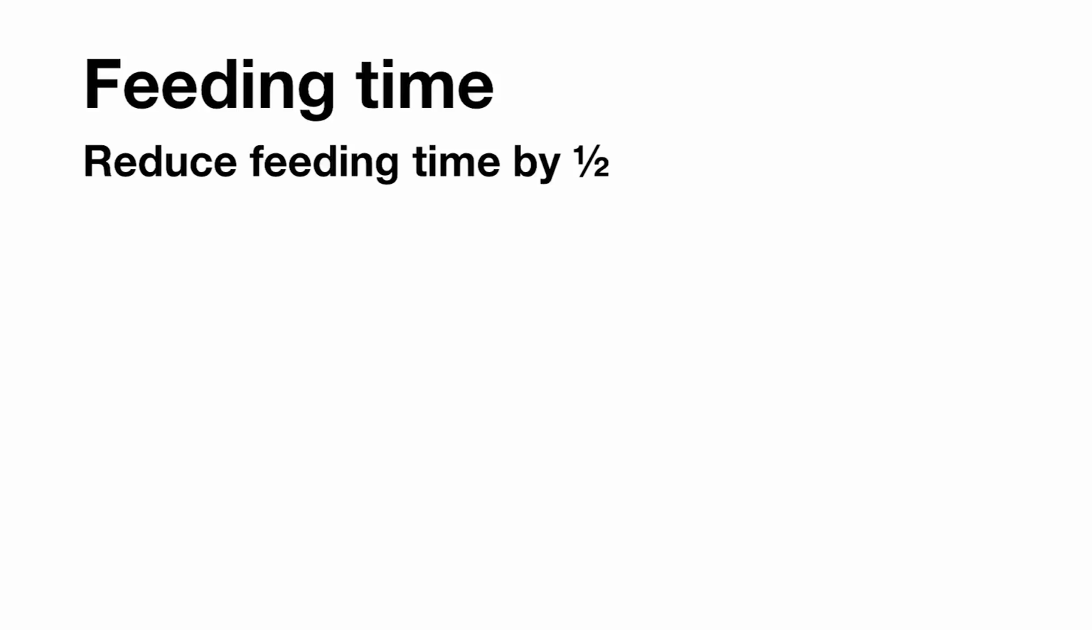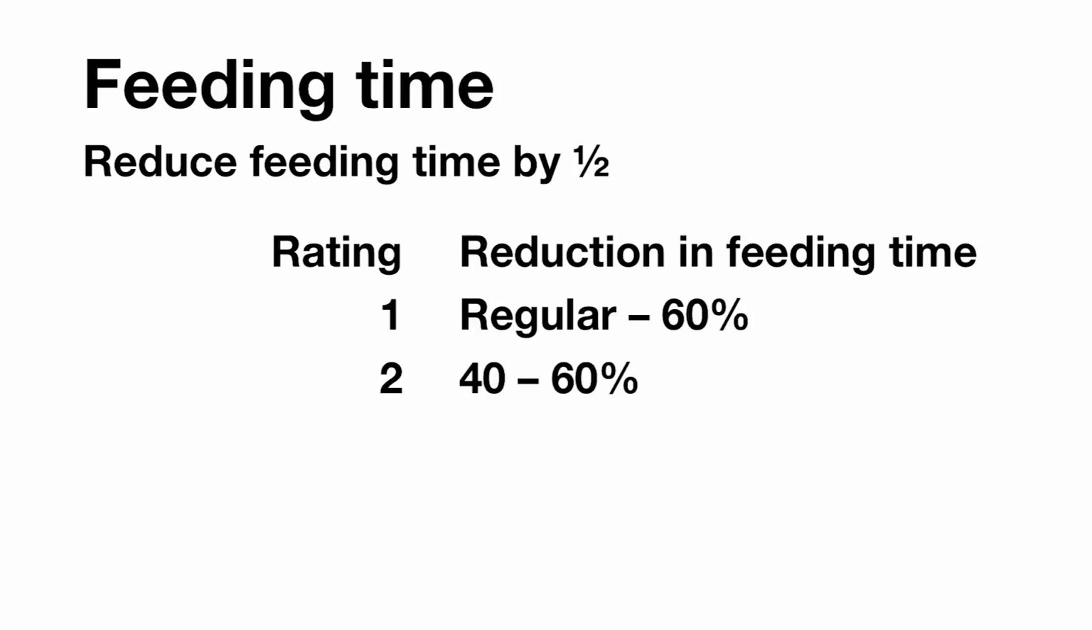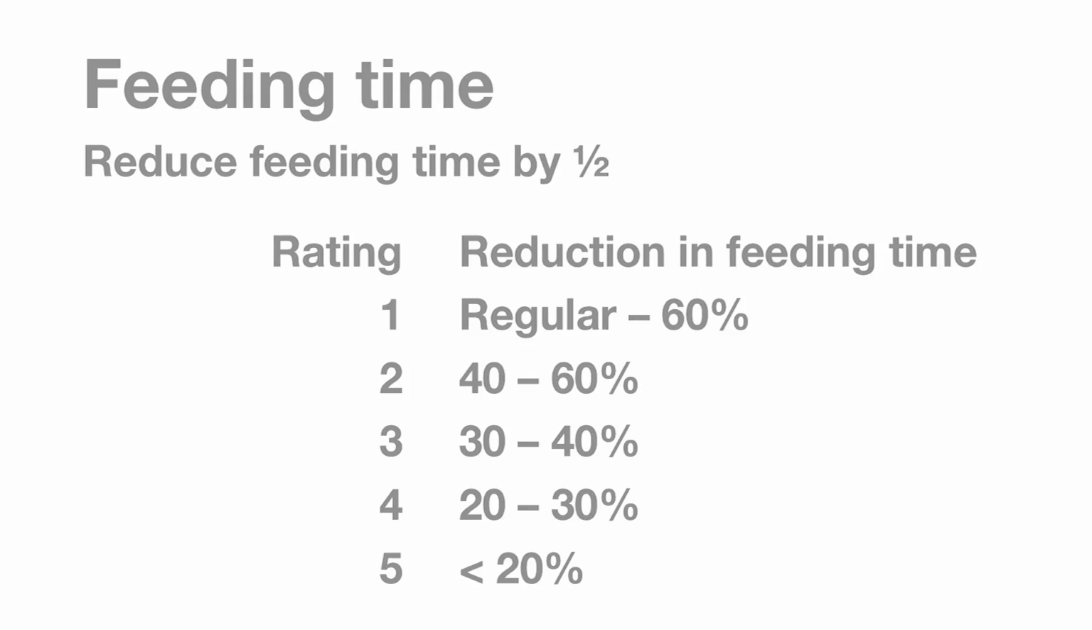So let's first look at time. The design criteria was to cut independent feeding time in half. So for rating 1, the time would range from the regular feeding time to 60% of that feeding time. Rating 2, 40 to 60% of the feeding time. Rating 3, 30 to 40% of the feeding time. Rating 4, 20 to 30% of the feeding time. And rating 5, less than 20% of regular feeding time.